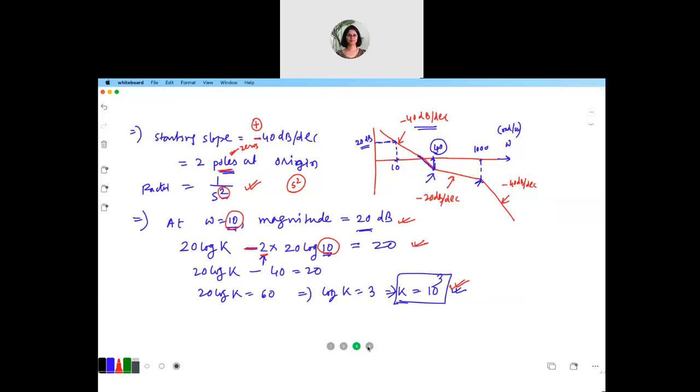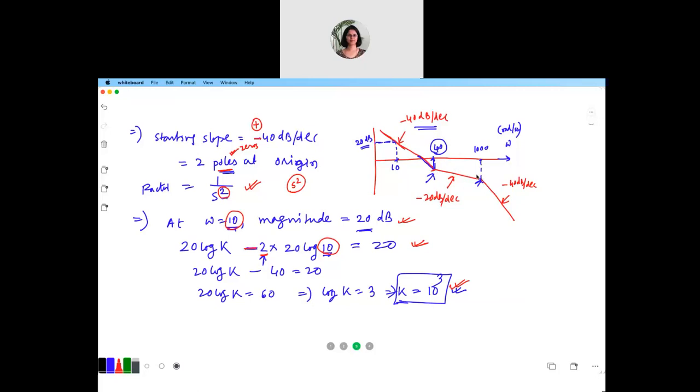Once this is done, we'll go to the next step where I have to identify where the slope changes. It was minus 40 dB per decade from here to here. Then at this point, at omega equal to 40, the slope changes to minus 20. So omega equal to 40 is one corner frequency. Then omega equal to 1000 is another corner frequency, because even there I have a change from minus 20 to minus 40. So these two are the corner frequencies.